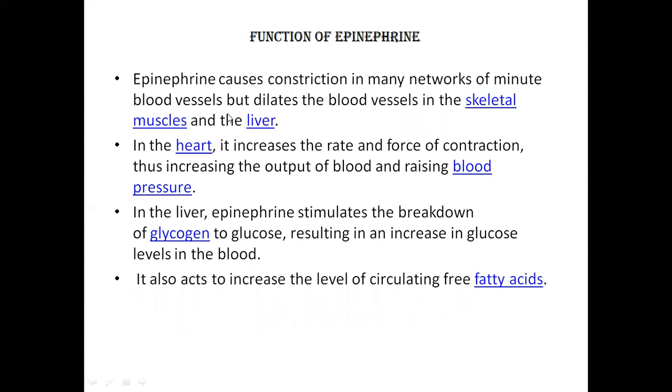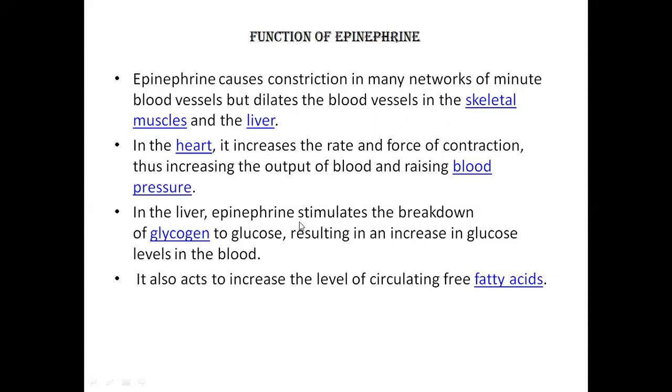The first function, epinephrine causes constriction in many networks of minute blood vessels but dilates the blood vessels in the skeletal muscles and the liver. And it helps in the easy movement of blood within the skeletal muscles as well as the liver. And the second, it helps in the better functioning of the heart. In the sense, it increases the rate of pumping of blood into the heart as well as out of the heart, thus helping in the fluent circulation of blood.